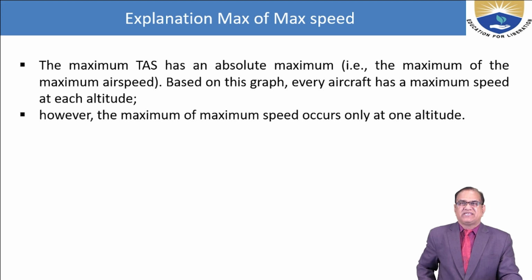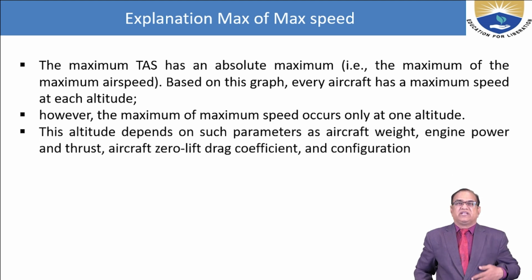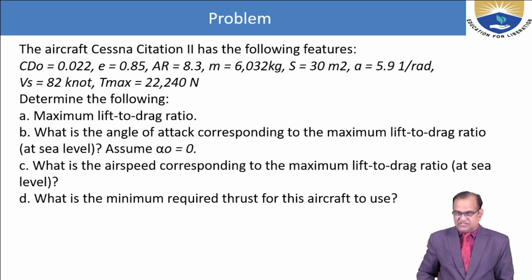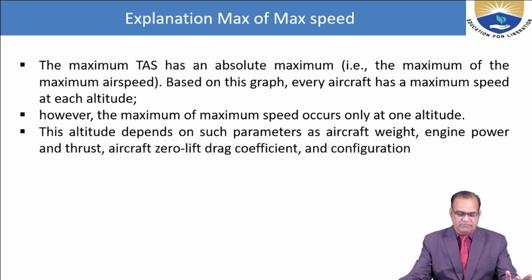However, the maximum of maximum speed occurs only at one altitude. This altitude depends upon such parameters as aircraft weight, engine power and thrust, aircraft zero lift drag coefficient, and the configuration. So the maximum of the maximum speed depends upon the following parameters. So this we have to see.